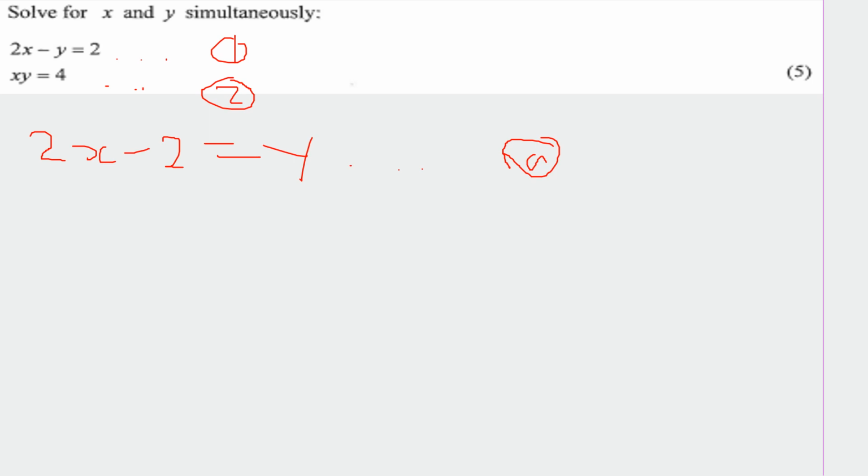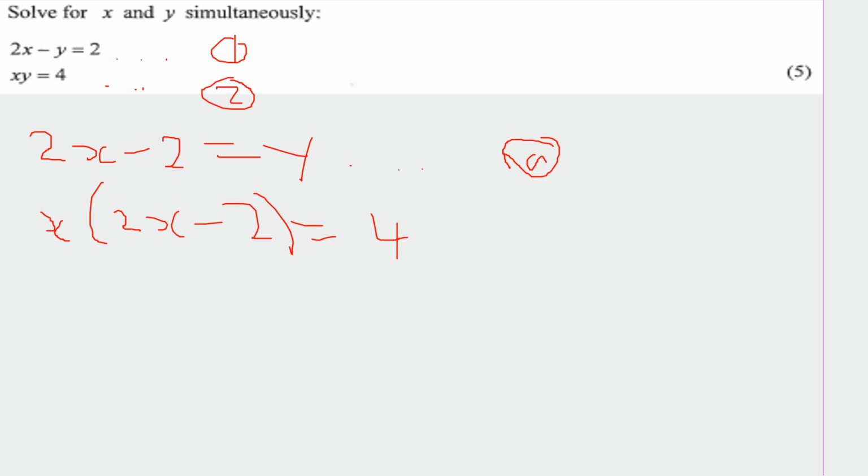So now here, y is now equals to 2x minus 2. So that means you can substitute y into equation number 2. So where you see y, you put 2x minus 2. So it's going to be x into 2x minus 2, which is equals to 4.